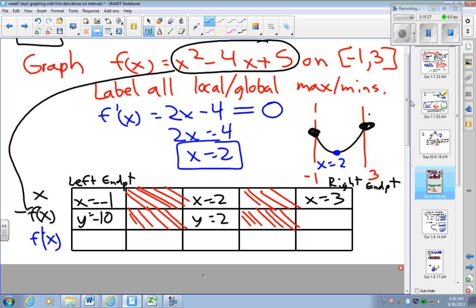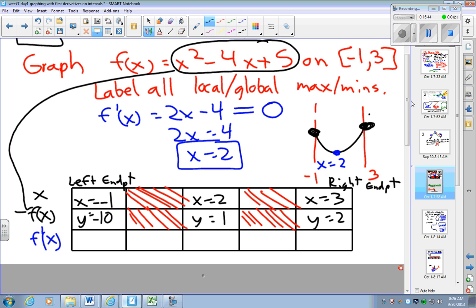oops, I think I messed up. Hold up. Sorry, when I plug in 2, I get y equals 1. That's my fault. And then when I plug in 3, I get y equals 2. Okay, those are plugging into the original.